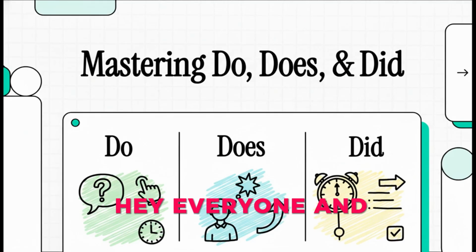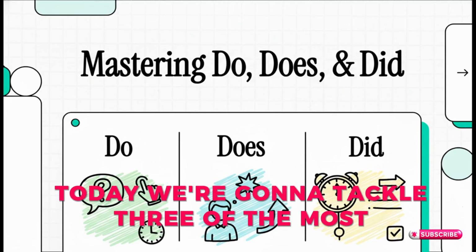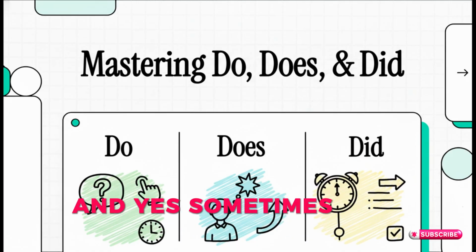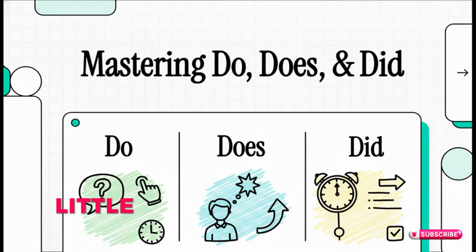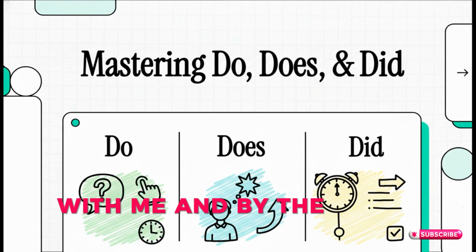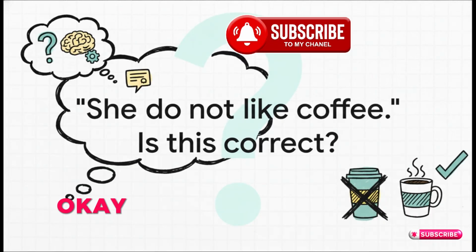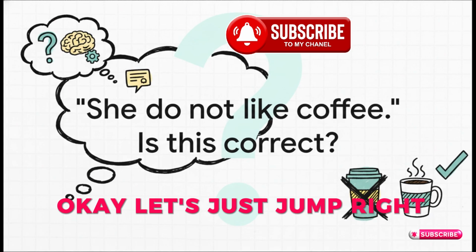Hey everyone, and welcome. Today we're going to tackle three of the most important and, yeah, sometimes most confusing little words in English: do, does, and did. Stick with me, and by the end of this, you'll be using them like you were born to it. Okay, let's just jump right in.